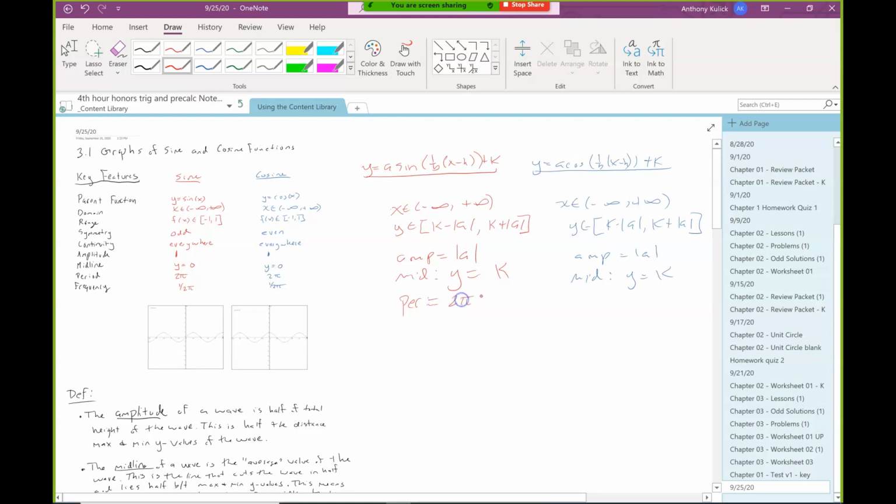So it's going to be the same as before times the b value. And again, because the period is a length, we'll put an absolute value around the b to ignore whether it was negative or positive. Okay. And then since the frequency is just the reciprocal of the period, we can just copy those right in.